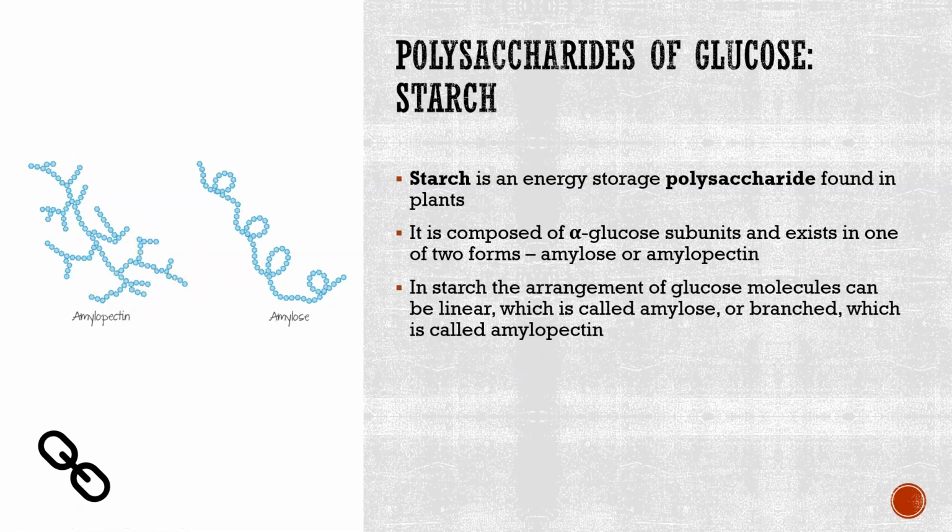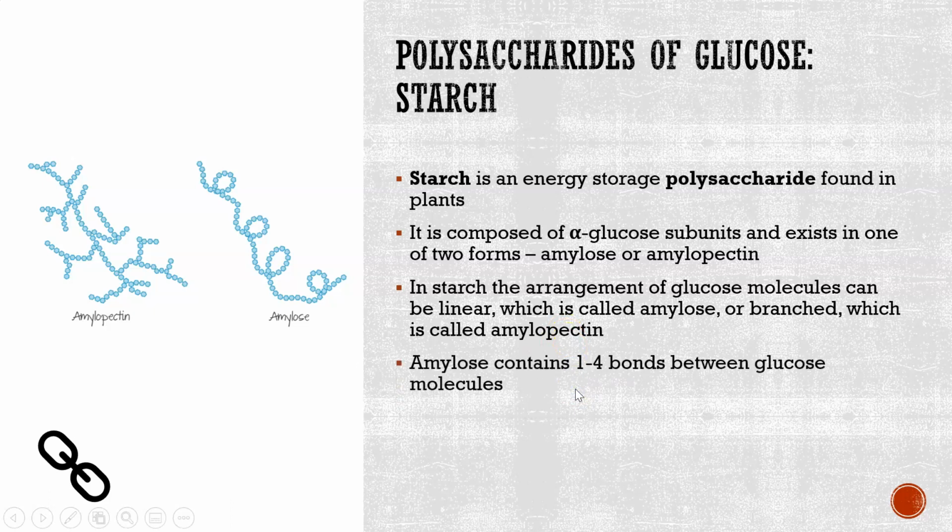In starch, the arrangement of glucose molecules can be linear, like in amylose, or branched, like in amylopectin. Amylose contains 1 to 4 bonds between the glucose molecules, whereas amylopectin contains an additional 1 to 6 bonds.